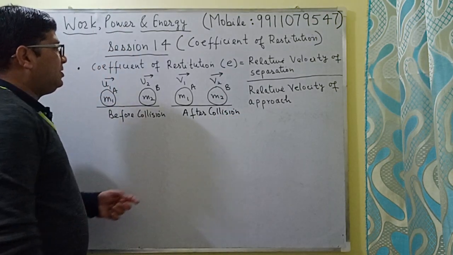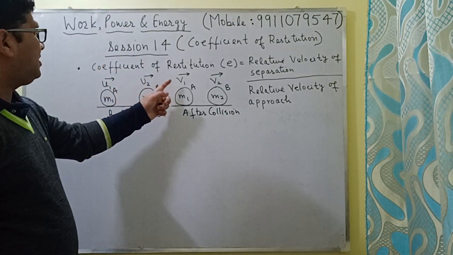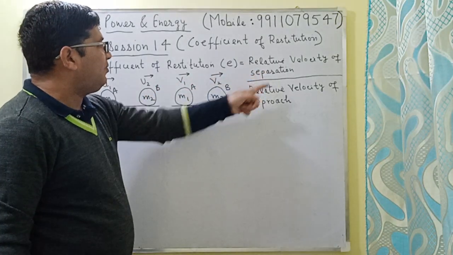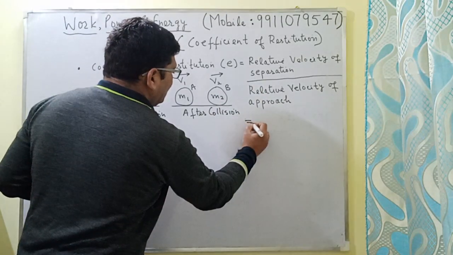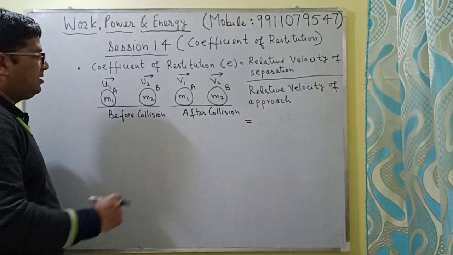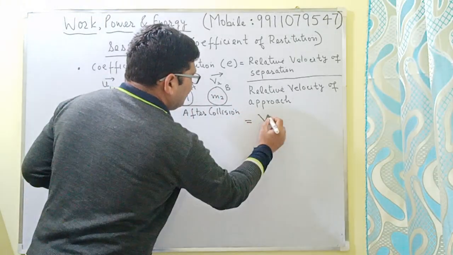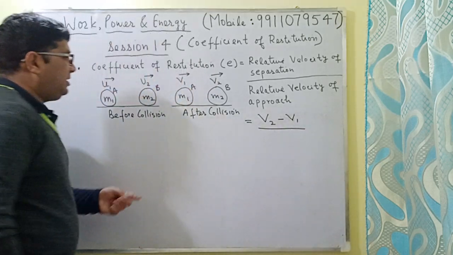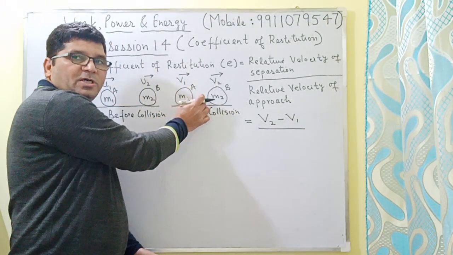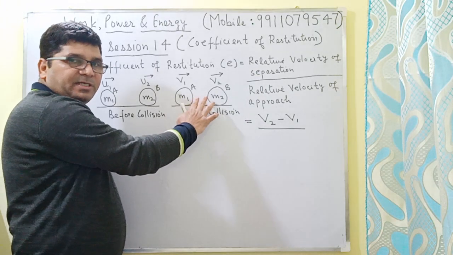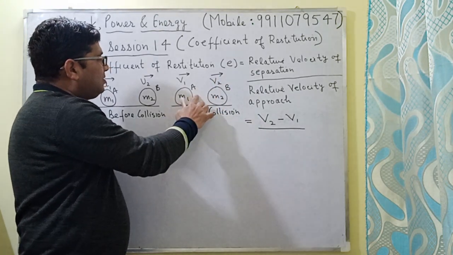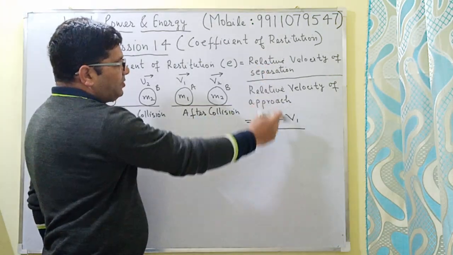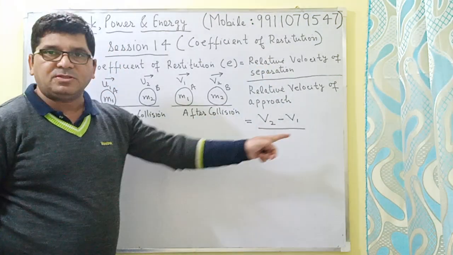So here the coefficient of restitution, which is denoted by small e, is given by relative velocity of separation. So here the relative velocity of separation is v2 minus v1. See, these two bodies will get separated when v2 is more than v1. Okay, so the relative velocity of separation will be v2 minus v1.